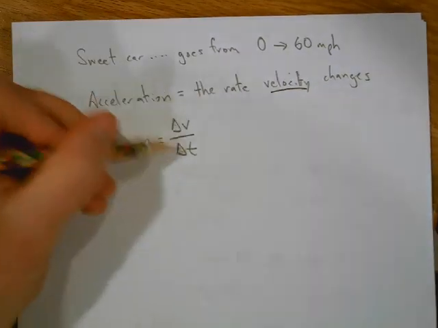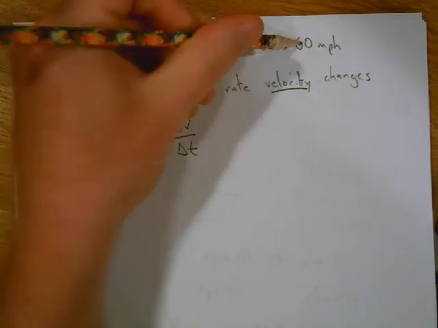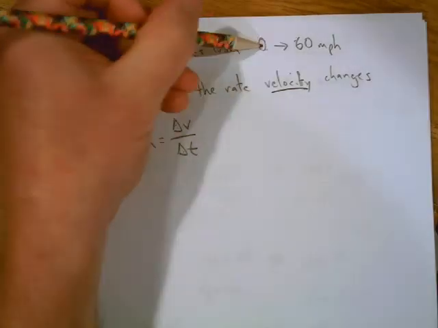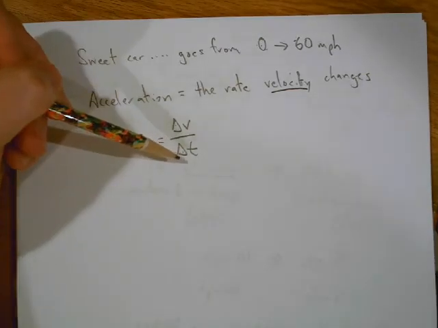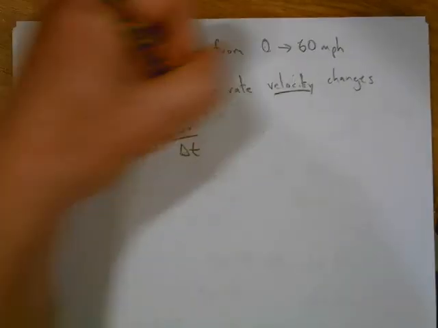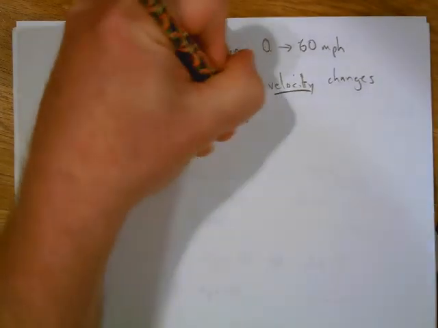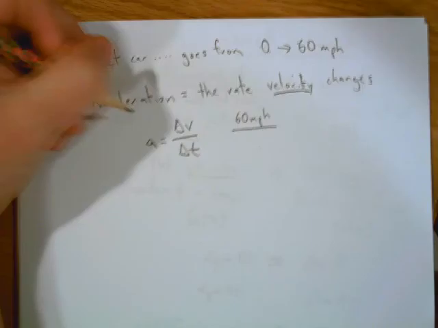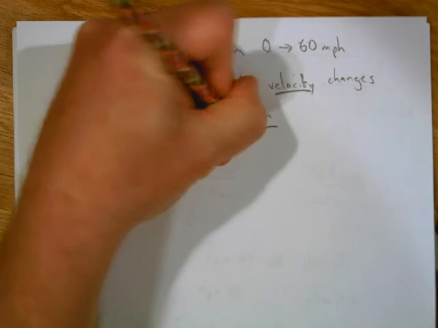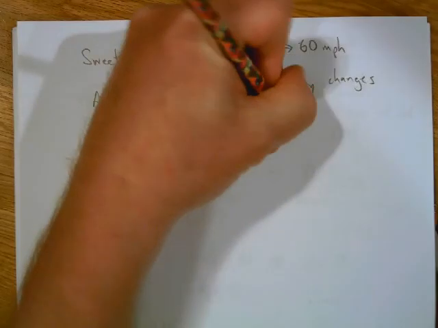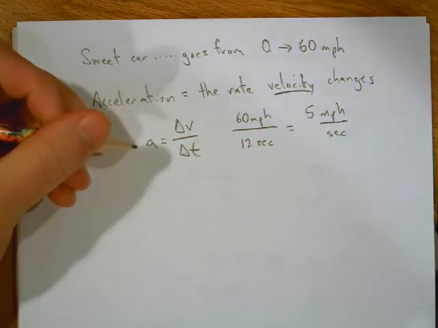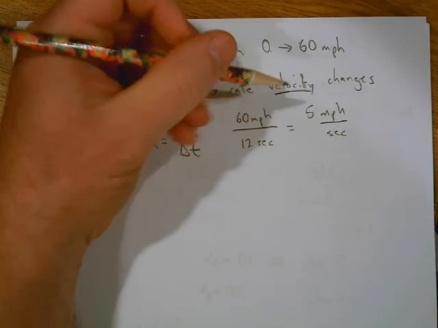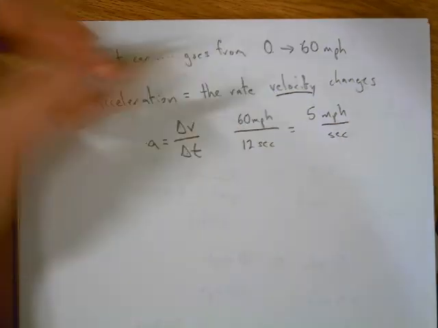And the acceleration is going to be the change in velocity divided by the time that it takes. So the change in velocity over the time. In this case it would be plus, because it's final minus initial. So it'd be plus 60 miles per hour divided by however much time. Let's say my change in velocity was 60 miles per hour, and the time was 12 seconds. Then you would end up with 5 miles per hour per second.